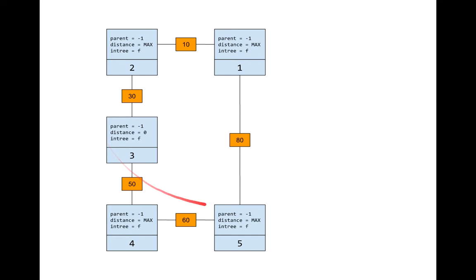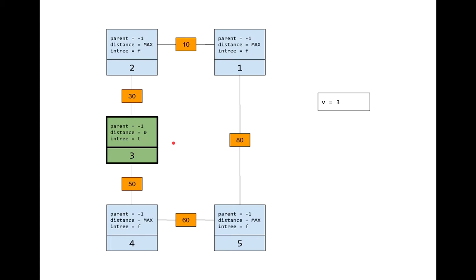Okay, so here's our new graph. We have 5 cities this time, 1, 2, 3, 4, 5, with roads that cost 10 million, 30 million, 50 million, 60 million, and 80 million respectively. And we are going to choose this time to start at city number 3. Okay, so v equals 3 is our choice, and we immediately mark city number 3 as being in the tree, and its distance as being equal to 0.